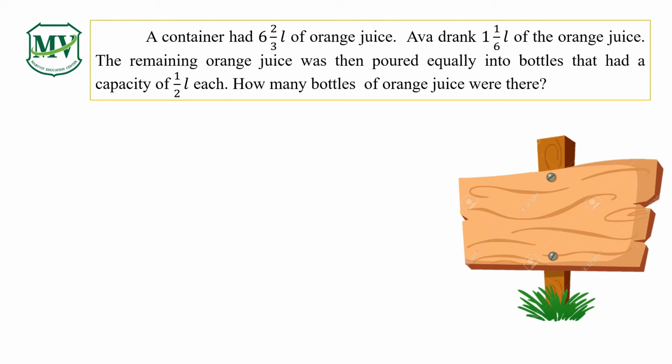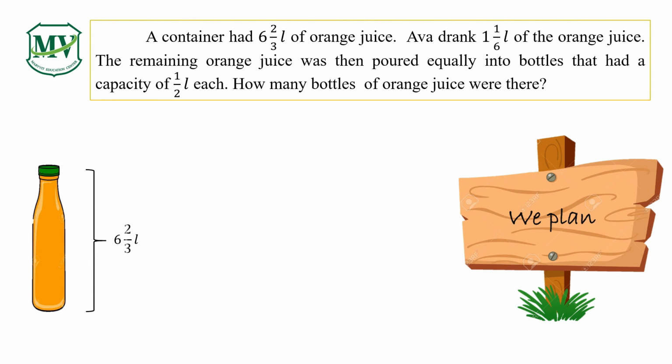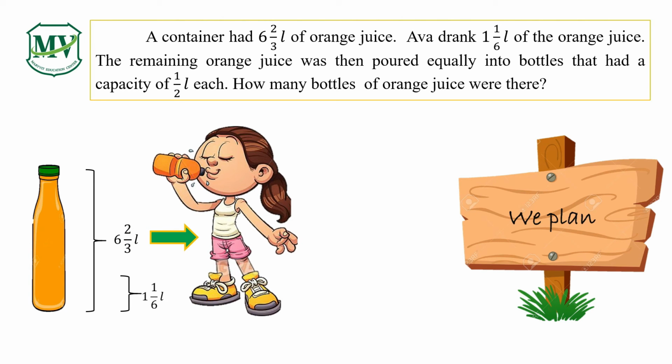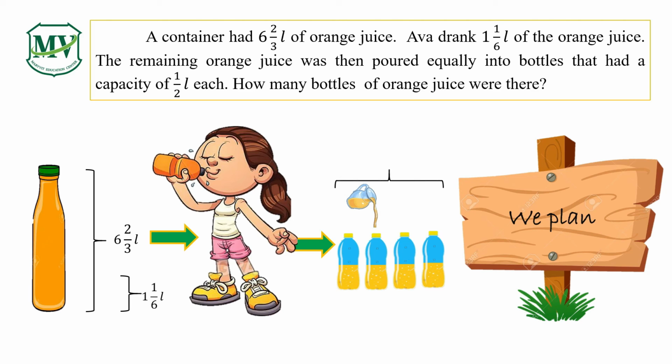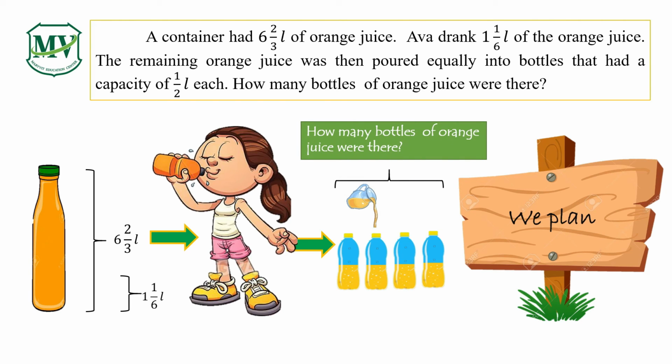The second part is we plan. Based on the given problem, a container had 6 and 2/3 liters of orange juice. Ava drank 1 and 1/6 liters of it. After Ava drank, the remaining orange juice was then poured equally into bottles with 1/2 liter capacity in each bottle. How many bottles of orange juice were there?